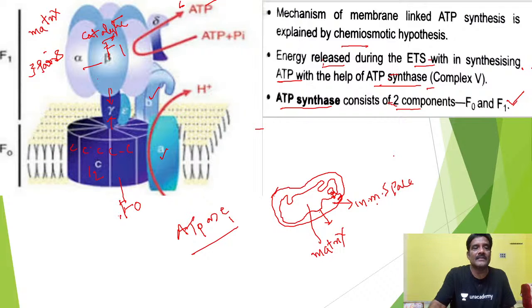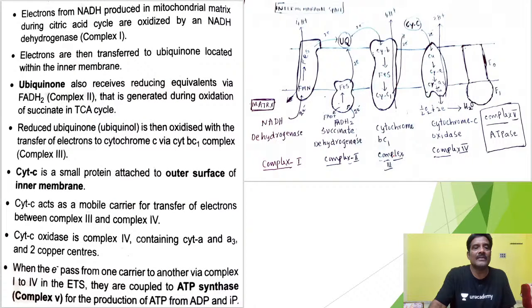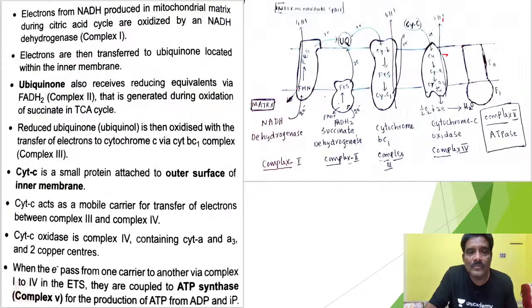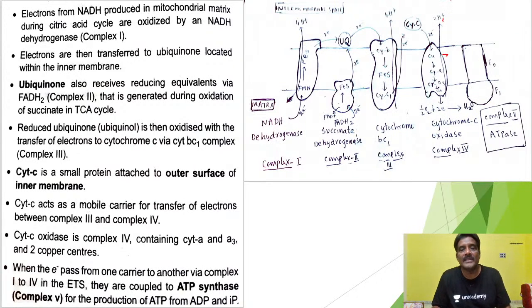So for studying synthesis of this ATP, one should know about the electron transport system here. This is the electron transport system. You see here in the electron transport system, this is the inner membrane. Here you see 4 enzyme complexes are present in the inner membrane.